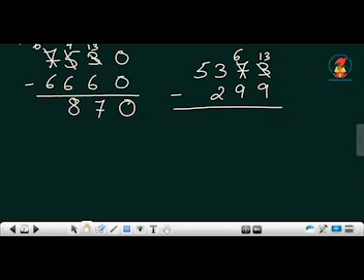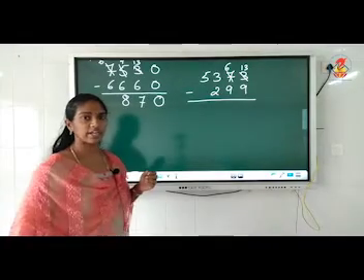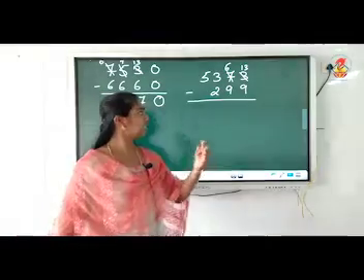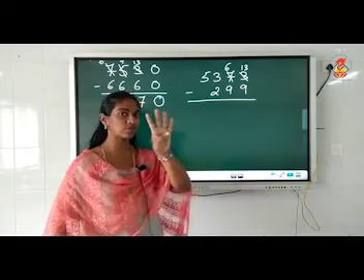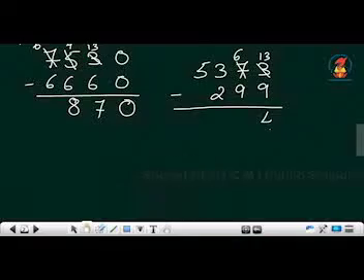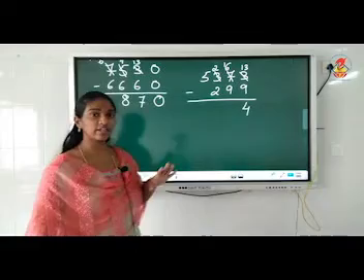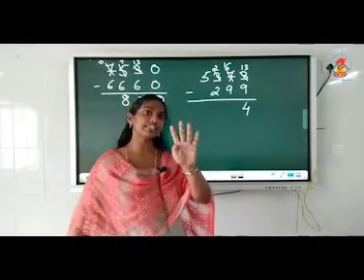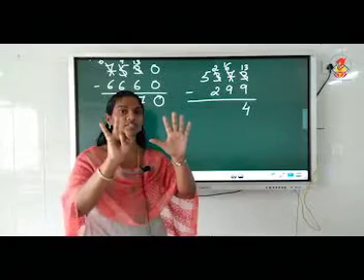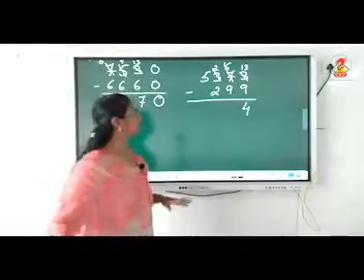Write on top of 3 a 1, or you can just cut 3 and write 13. Now, what is 13 minus 9? After 9, 10, 11, 12, 13. How much do you get? You get 4. Next, 6 minus 9. Possible? Not possible. So, you borrow, this becomes 2 and here it becomes 16. How much is 16 minus 9? Yes children, after 9, 10, 11, 12, 13, 14, 15, 16. How much did you get? You got 7.